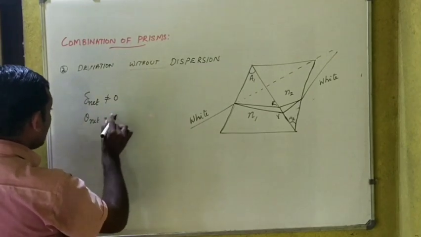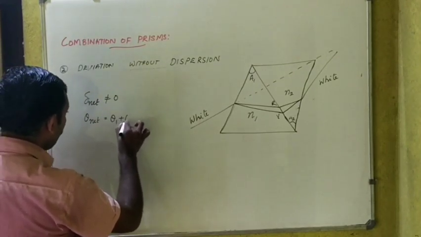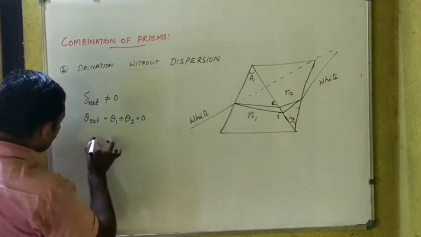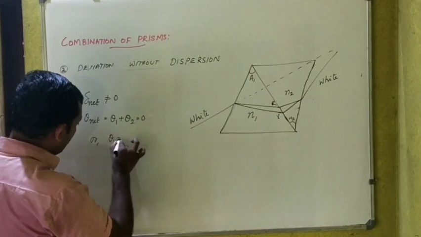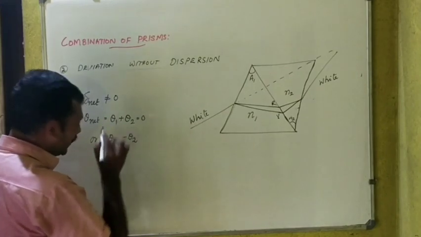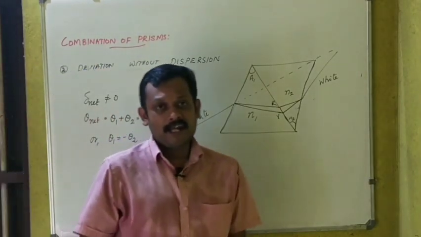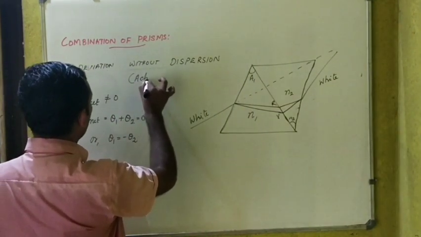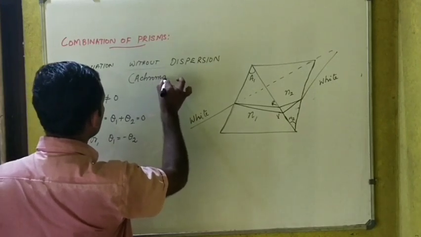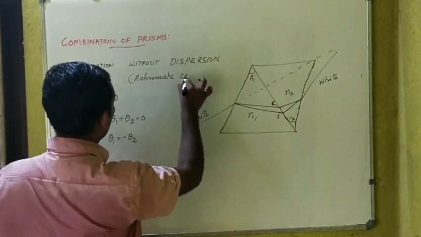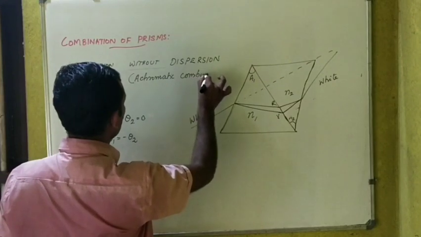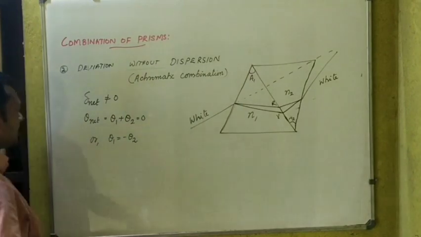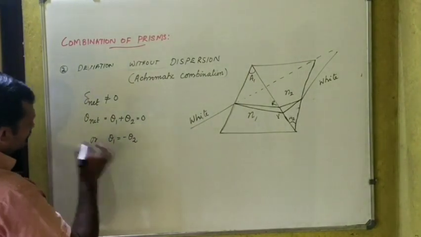That is, theta 1 plus theta 2 is equal to 0, or I can say theta 1 is equal to minus theta 2. This combination is otherwise called the achromatic combination of prisms. So theta 1 is equal to minus theta 2.